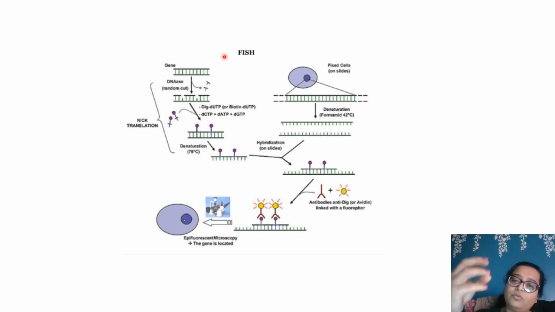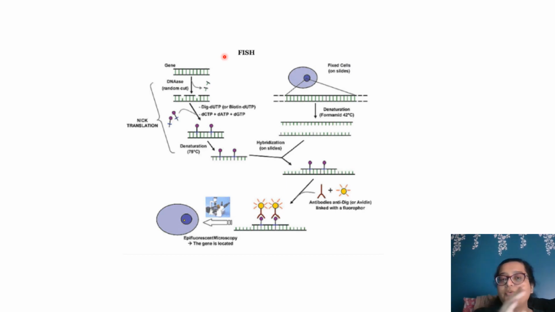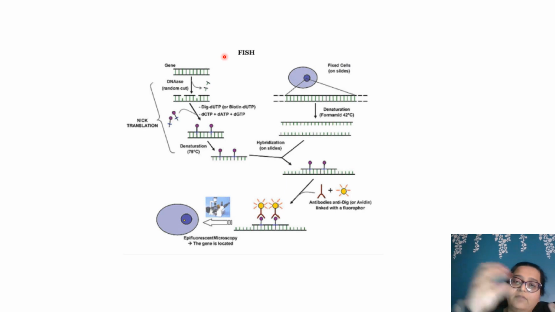In FISH, you need to know what mutation you want to study. Otherwise, you cannot use FISH as a technique for studying that mutation. You cannot find out new mutations. You need to know, for example, that I only have to study HER2/neu in breast cancer. Then only will I be able to use FISH as a technique. So FISH can only be used against a known mutation that you want to study.